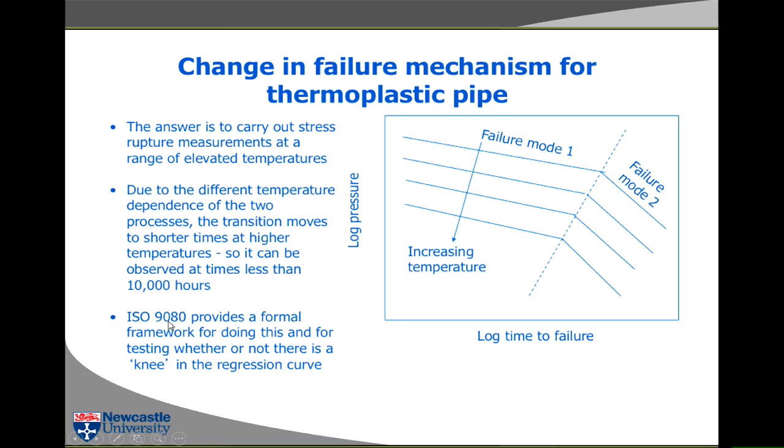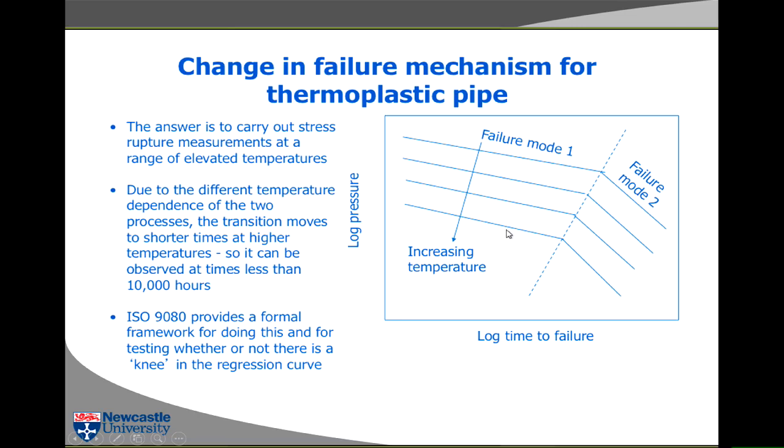And there's a standard, if you want to have a look at it. There's a standard ISO 9080, and this provides a formal framework for doing this and for testing whether or not there's a knee in the curve. So you do your tests, you've got a load of experimental data. You want to work out whether this is just experimental scatter or whether you've really got a knee in the curve. And there are 3 ways of doing it.